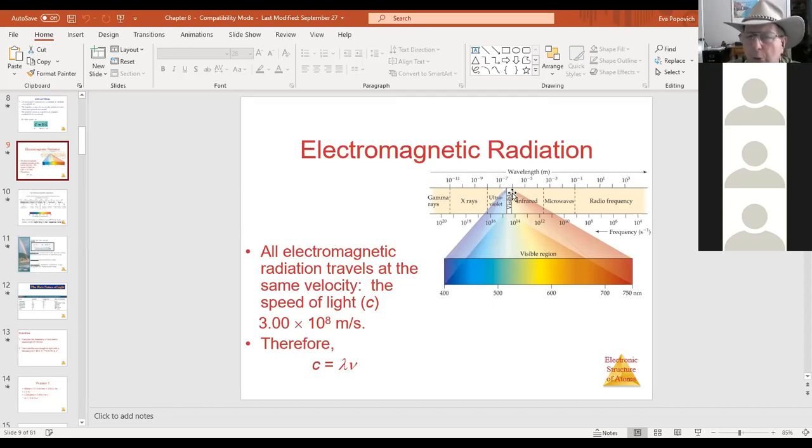Then we get into the visible region. In the visible region, you have to go the opposite of ROY G. BIV. Violet has the most energy. Violet, indigo, blue, green, yellow, orange, red goes in that order in terms of energy. Then we go infrared, microwaves, radio frequency. Just like the quiz, guys, you're going to have to know what is a lot of energy and what is no energy and how this relates to frequency and wavelength.